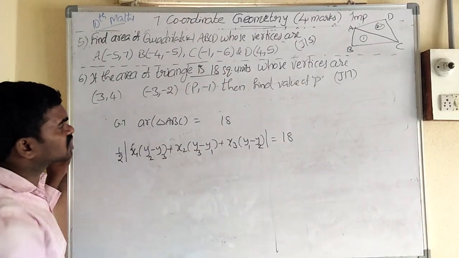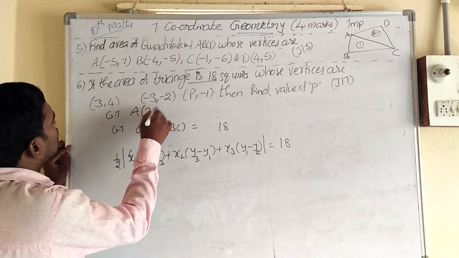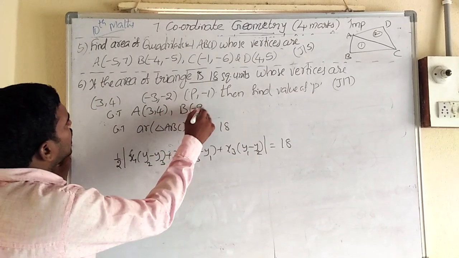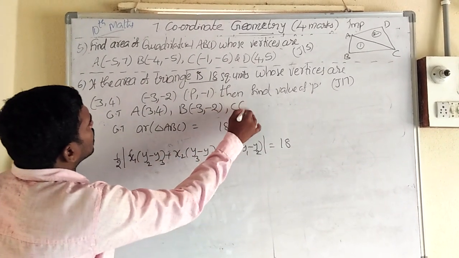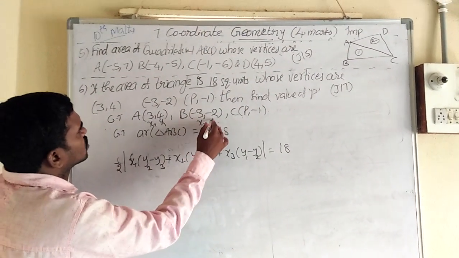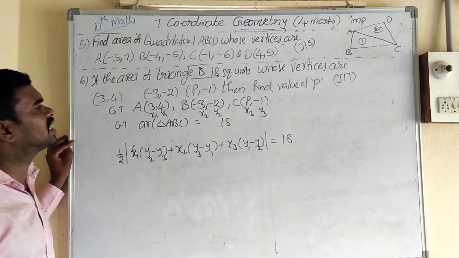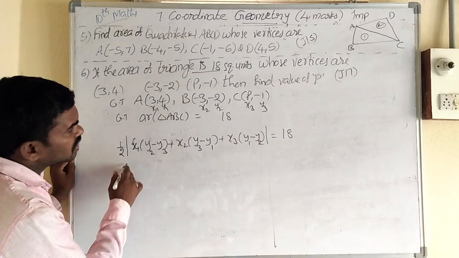So what are x1, y1, x2, y2? Given that A is (3, 4), B is (-3, -2), C is (p, -1). So this is x1, y1, this is x2, y2, this is x3, y3. Substitute in this and simplify, you will get the answer.